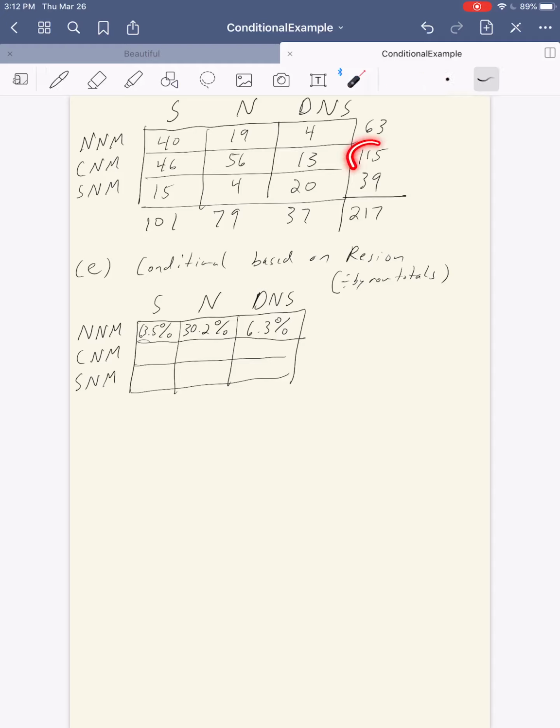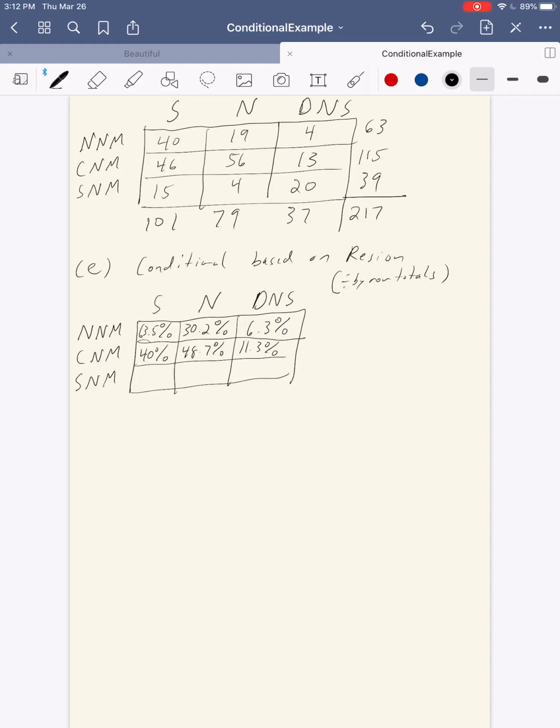Moving into the second row, we'll be changing our row total to 115. So 46 divided by 115, that would be 40%. Then 56 divided by 115, that should be 48.7%. And then 13 divided by 115 should give us 11.3%.